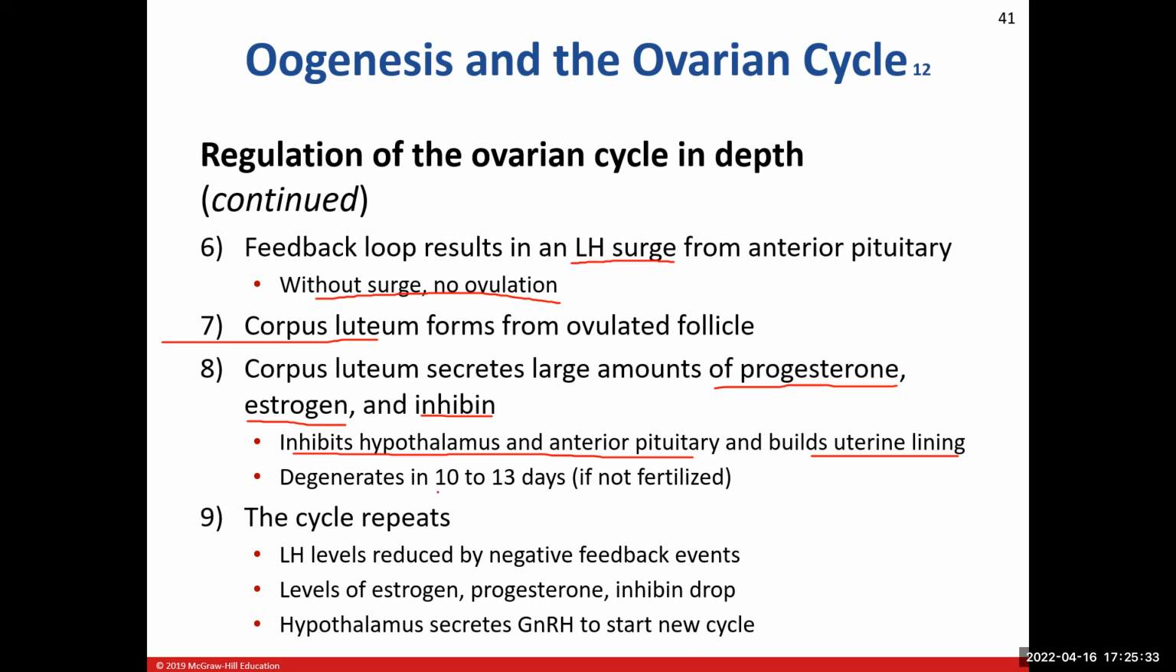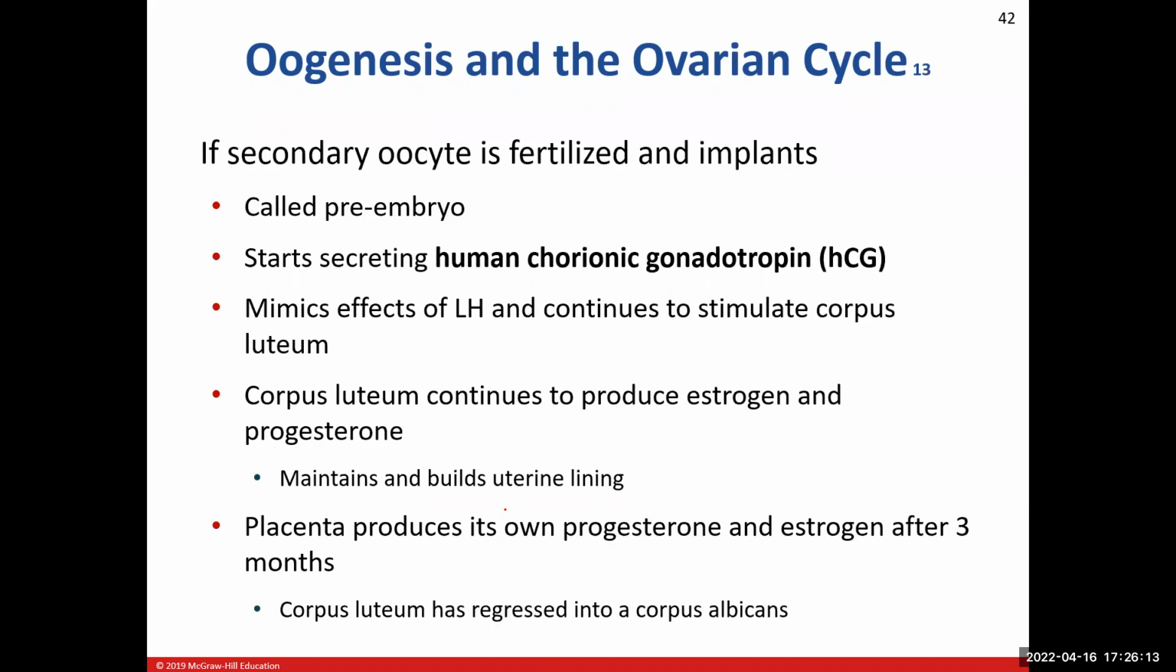Right, so again, we have our time period of 10 to 13 days for that to occur. Right, so if there's no fertilization, no issues. The cycle will then repeat itself. Right, as a result, we'll start to see our LH levels have reduced, okay, through that negative feedback. All of the estrogen, like I said, progesterone and inhibin is reduced because of the degeneration of the corpus luteum. And then, of course, the hypothalamus starts to release its gonadotropin-releasing hormone to start the new cycle. But again, it's after the 10 to 13 days. So roughly about 28 days.